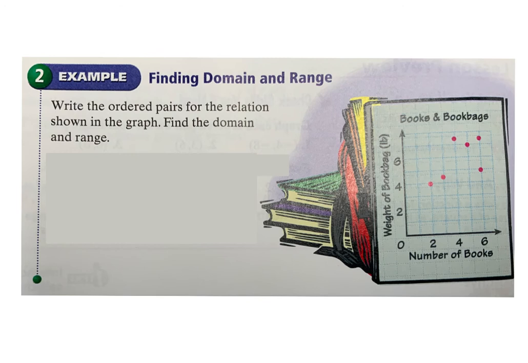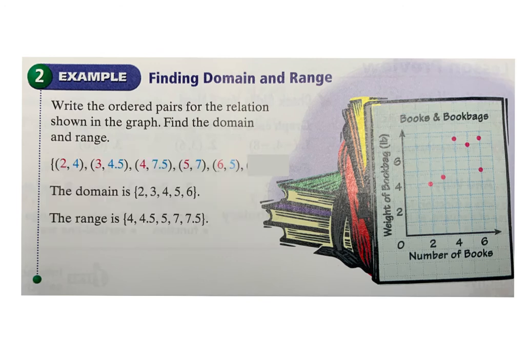So that would be my domain, 2, 3, 4, 5, and 6. For my range, I'm gonna say, well, I have a 4. This looks like 4.5, then 5, 7, and 7.5. So that would be my range. So finding domain and range is very simple. To list it out, you want to actually list it with your set notation.